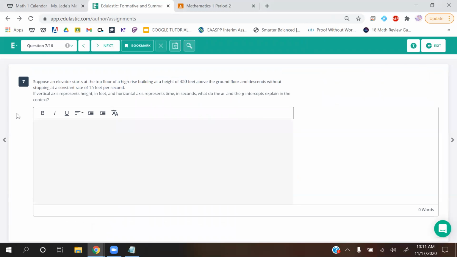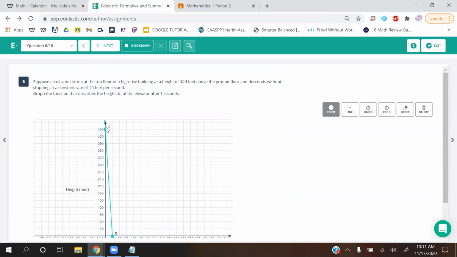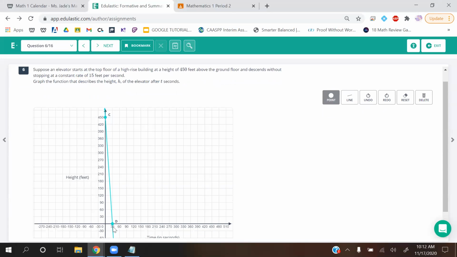Number 17, the same elevator problem. If the vertical axis represents height in feet and the horizontal axis represents time in seconds, what do the x and y intercepts explain in the context? Essentially what they're saying is, what does this point, this 450, even mean? And also, what does this 30 mean?